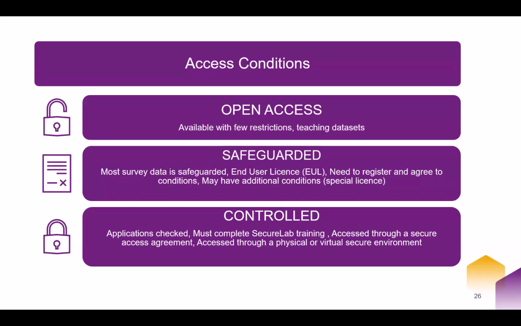We call this special license data. This is data that might have something additional that you need to tick to agree to. So the end user license covers things like you promise not to share the data on, you promise not to try and identify participants. Special license might be something like, I promise not to use this for commercial use, or I agree not to use this for commercial projects, etc.